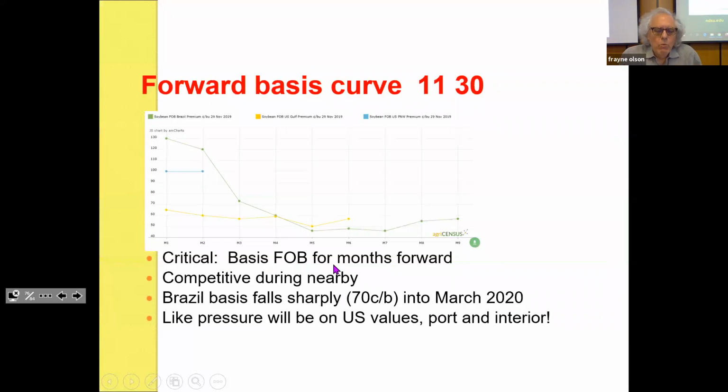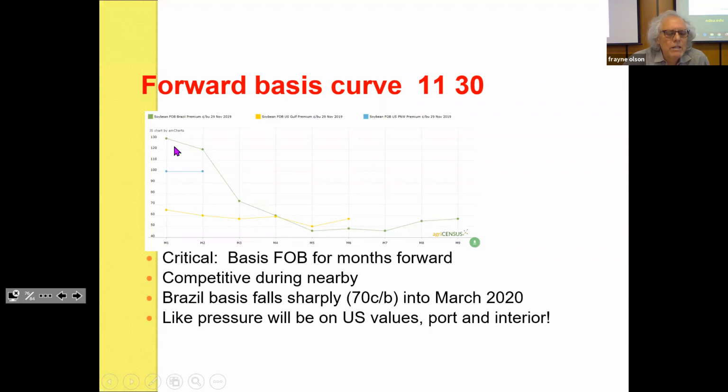Okay, so we look at the forward curve on the basis. This comes from the company called Ag Census, which I referred to earlier. I'm going to show you this slide from last November and then today, because this is what drives our bases in this market. So this is November looking forward from November for every month forward. So this goes out here, this is March, April, May. So this green line is the Brazilian basis.